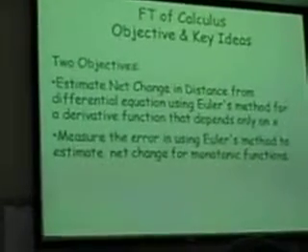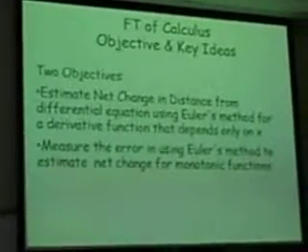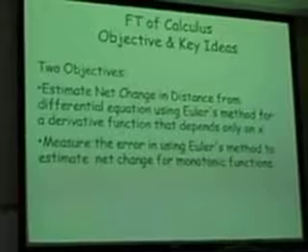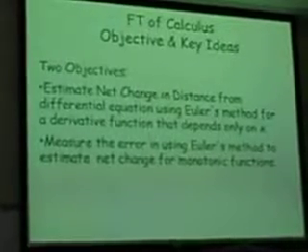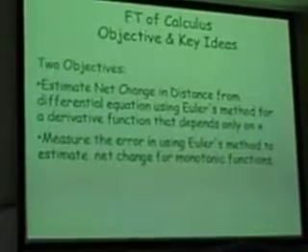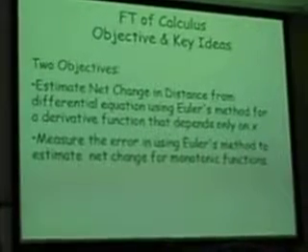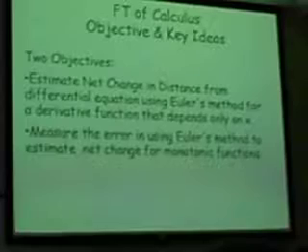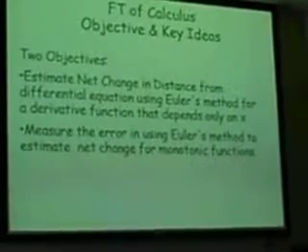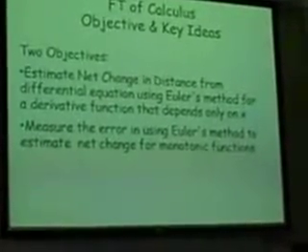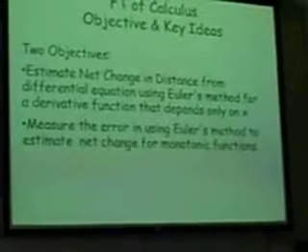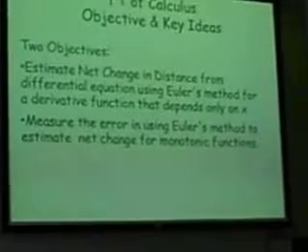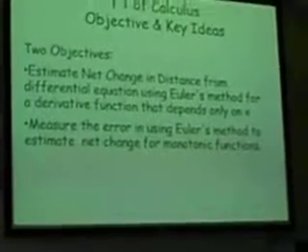There we go. So there are two objectives in this fundamental theorem of calculus. Estimate net change in distance from the differential equations using Euler's method, and measure the error. Now I haven't talked about measuring the error, but if you're doing a function that's monotonic, so if the derivative is monotonic, then if it's monotonic increasing, and using the left-hand endpoints, it's always going to underestimate the distance you've traveled.